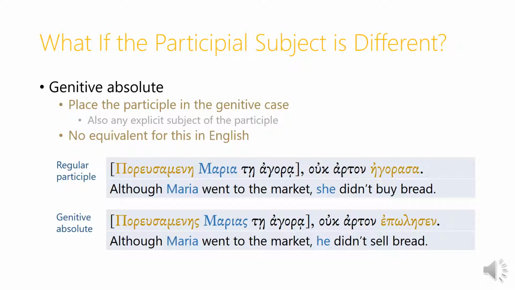And how do we know that? Again, because porusamenes is in the genitive case, and the subject of that participle is also in the genitive case. And that's what we call the genitive absolute.